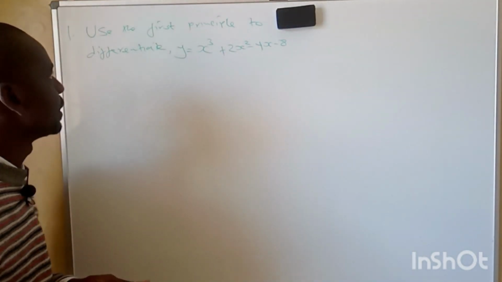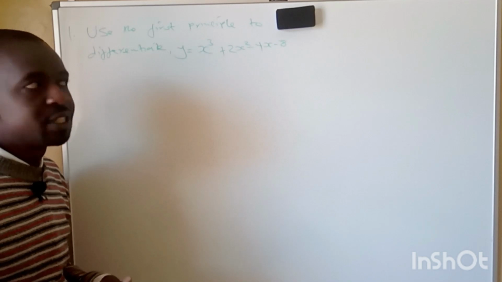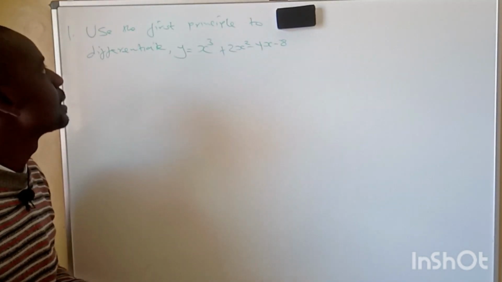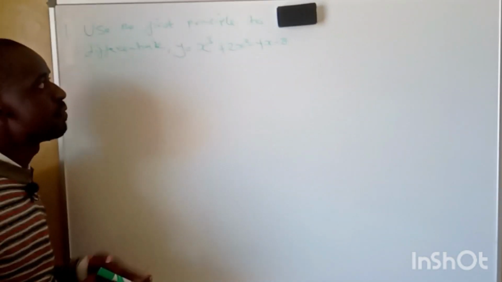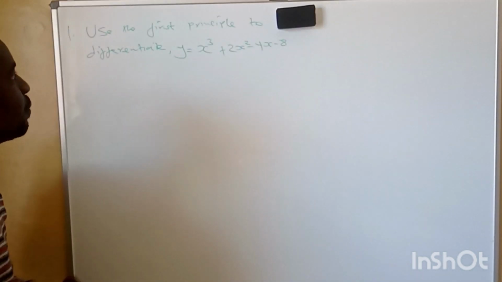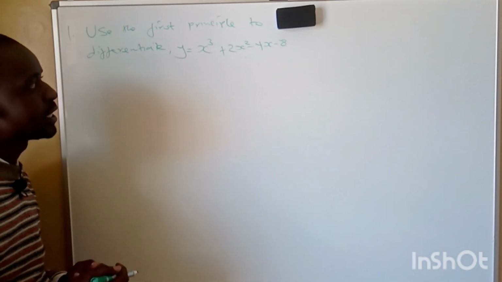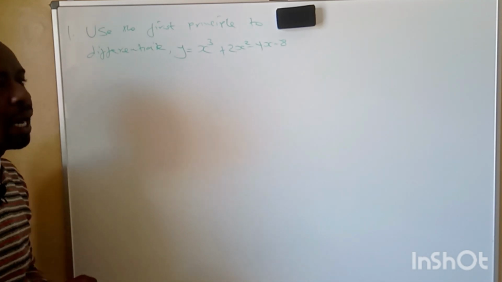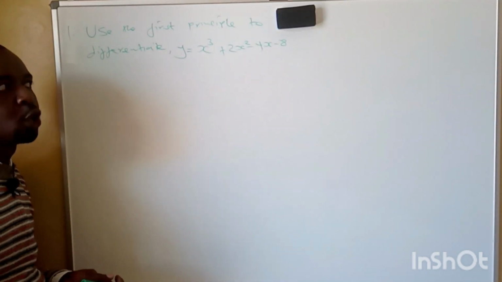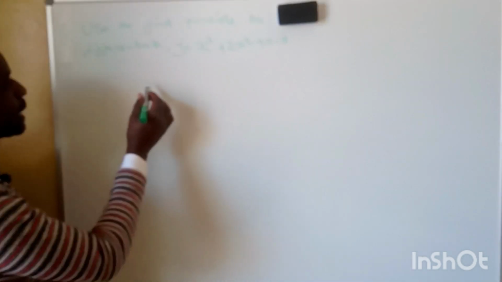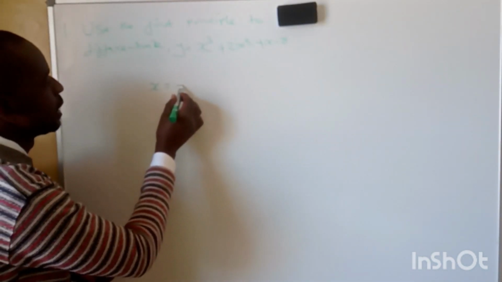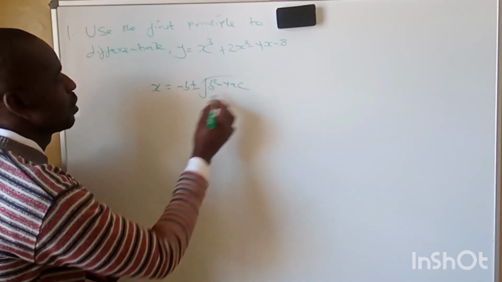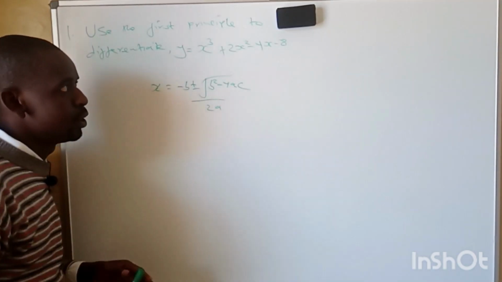Today I want us to look at the questions that I gave out from our previous class, and there were two questions. The first one was: use the first principle to differentiate y is equal to x cubed plus 2x squared minus 4x minus 8. And the second one was: prove that x is equal to negative b plus or minus the square root of b squared minus 4ac, over 2a.